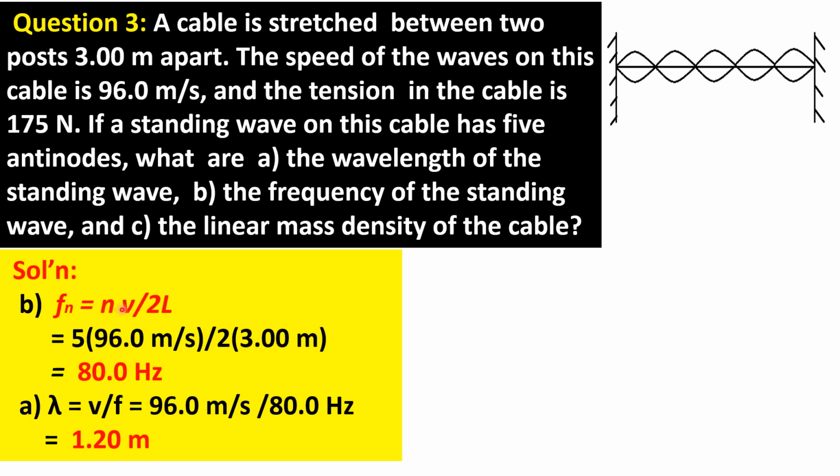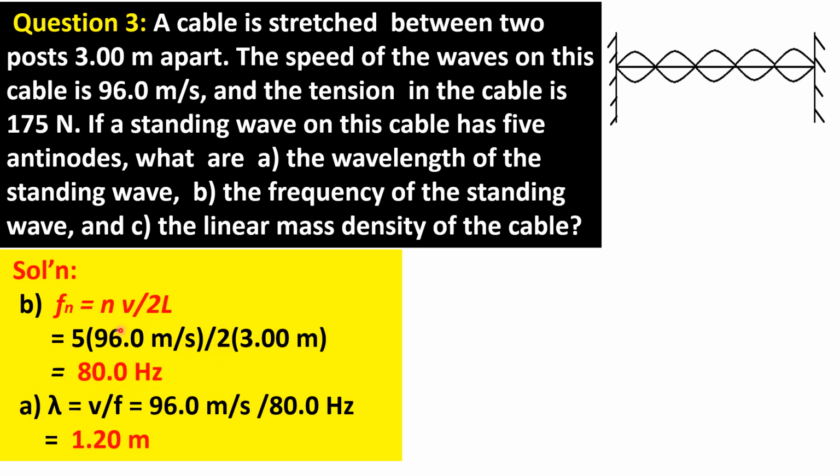So since there are 5 antinodes, we just indicate n equals 5. We are given the speed of the standing wave, 96.0 meters per second. So we just multiply them and then divide by twice the length of the string or cable. All right. So when you simplify this, we get the frequency Fn equals 80.0 hertz.